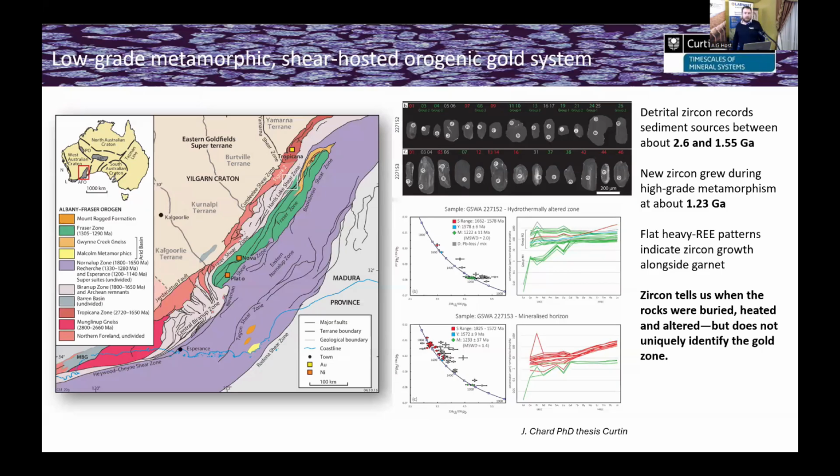Okay, the garnet is going, hey, give me all your heavy rare earths. I'm taking that away. You're not going to have it. So it changes the signature of our zircon grains. So that's great. Our zircon is telling us about the earlier history. But what we want to know about is a bit more about the mineralization system itself.